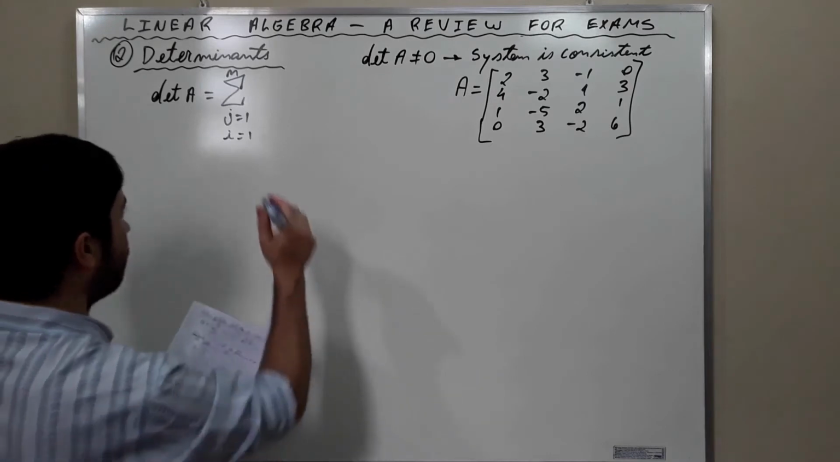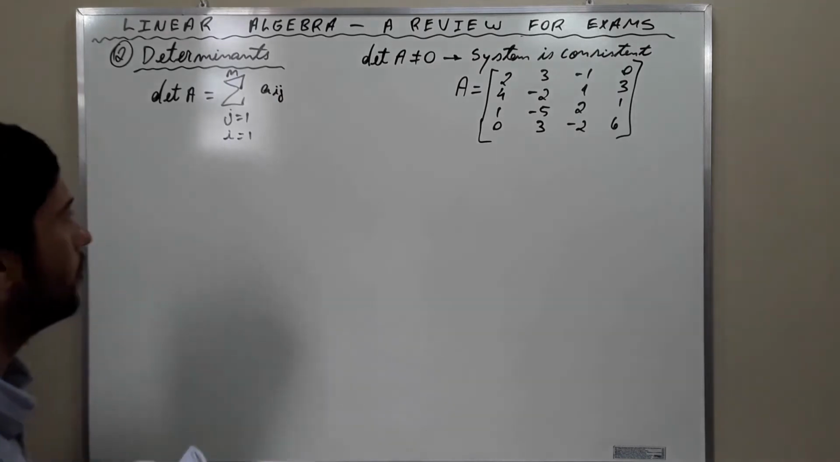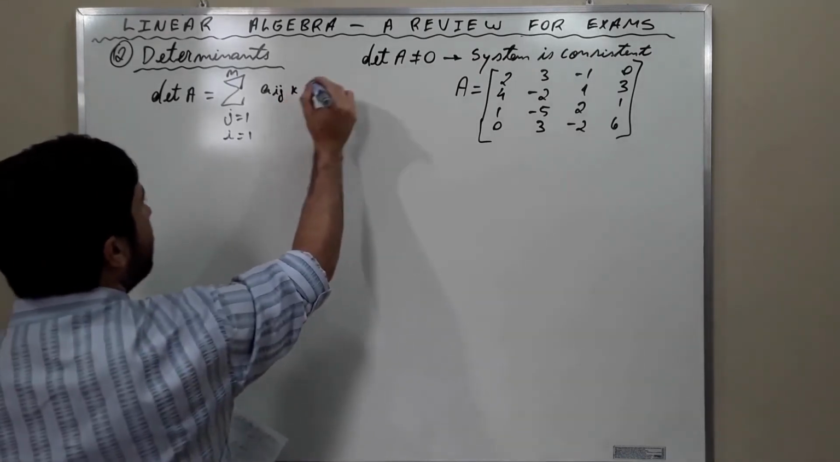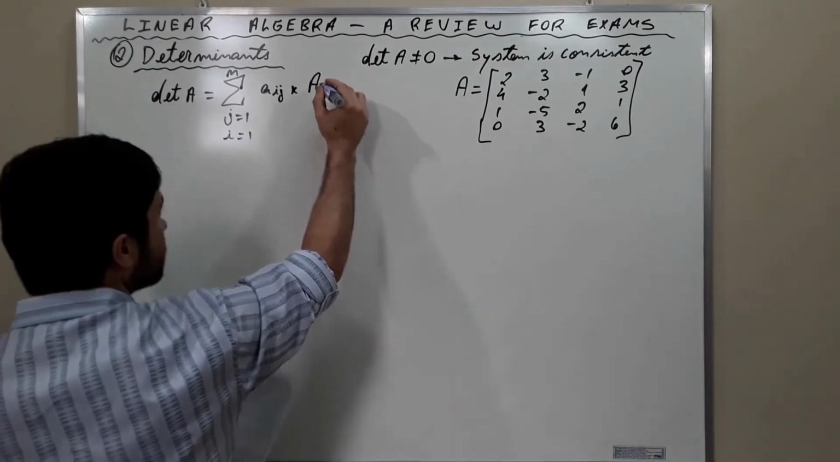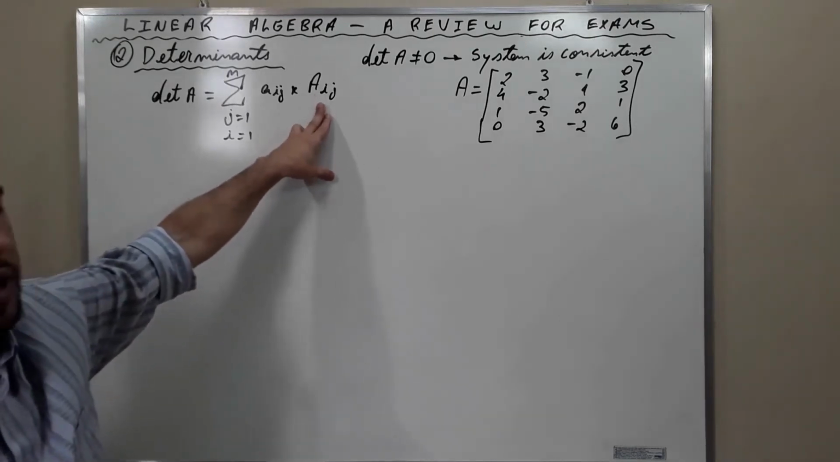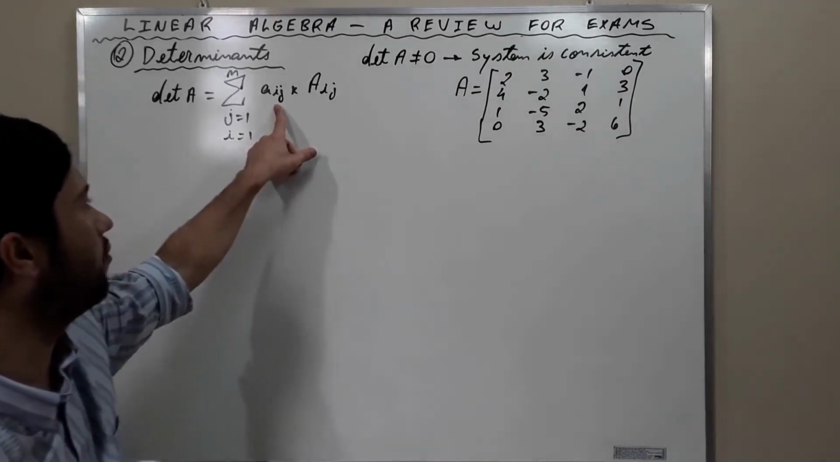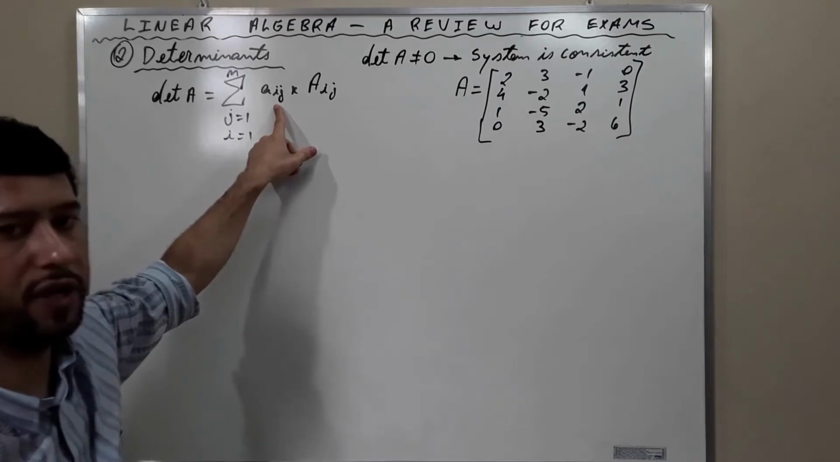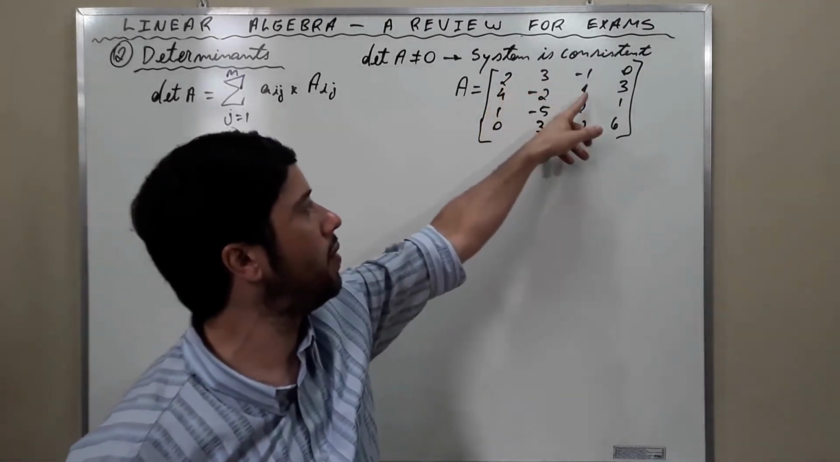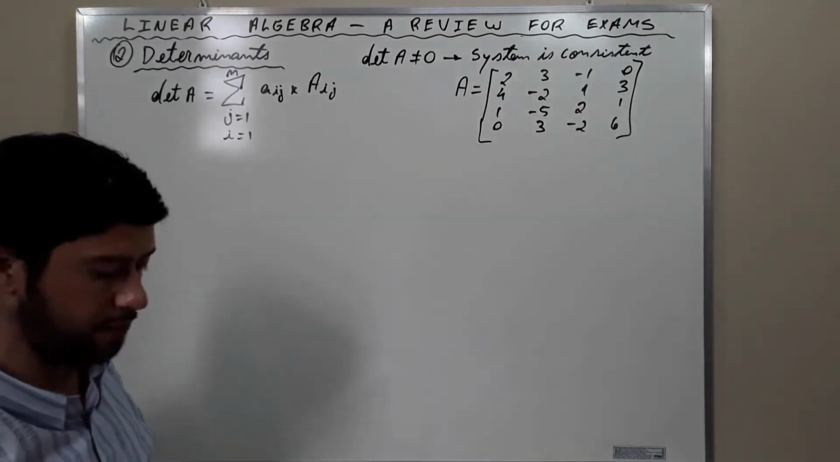And we are going to use a general term here, multiplying a cofactor. This capital A here is called a cofactor. And this small a, aij here, is a random element, a general term, and this is called a cofactor.